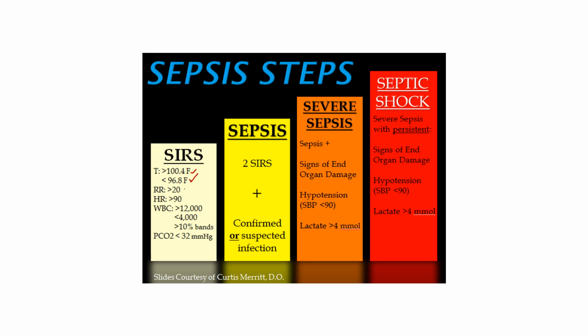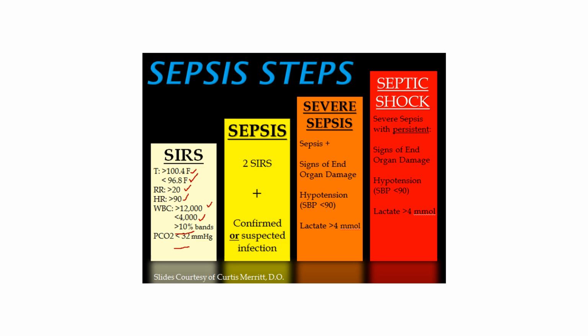Respiratory rate is more than 20, so there is tachypnea. Heart rate more than 90, there is tachycardia. WBC again more than 12,000 or less than 4,000, so there is either neutrophilia or neutropenia, or leukocytosis or leukocytopenia. More than 10% bands, PCO2 less than 32. So this is the criteria for SIRS. So there is temperature, tachycardia, tachypnea, total count is high, and PCO2 is low.